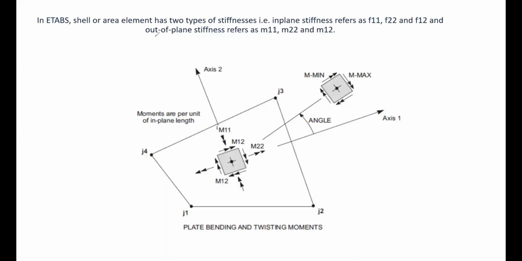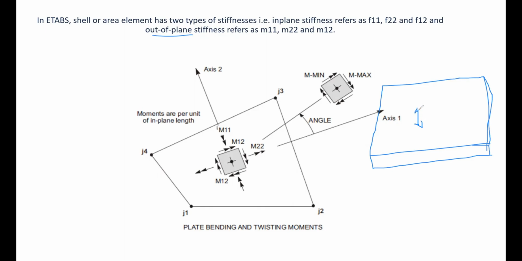Similarly, we have this out of plane stiffness. Out of plane means perpendicular to the plane. For example, this is my slab and this is the depth direction. Okay, this is the depth direction of this slab. So this depth, which is the out of plane stiffnesses, will generate the moment. For example, if my axis is 1, this is 1 and this is 2, this is our second axis, this is our first axis. So M11 would be the moment about 1 axis and M22 will be the moment about 2 axis. So this is as shown by the CSI.